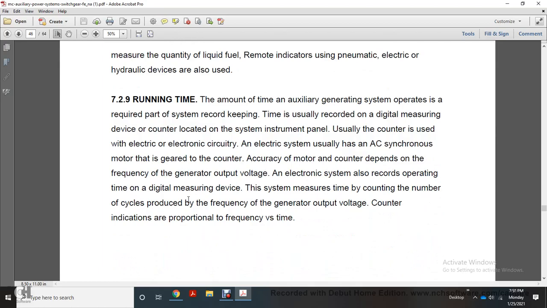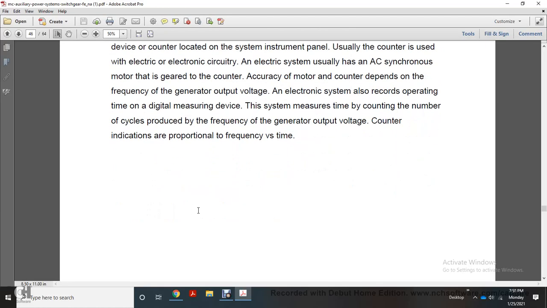Running time: the amount of time the auxiliary generator system operates is a required part of the system record. Running time is usually recorded on a digital measuring device or counter located on the system instrument panel. An hour counter is used with an electrical or electronic circuit. In an electric system, usually an AC synchronous motor is connected to the counter, and the auxiliary motor and counter speed depend on the frequency of the generator output voltage. An electronic system also records the operating time with a digital measuring device. The system measures time by counting the number of cycles produced at the frequency of the generator output voltage. Counter indications are proportional to frequency versus time.